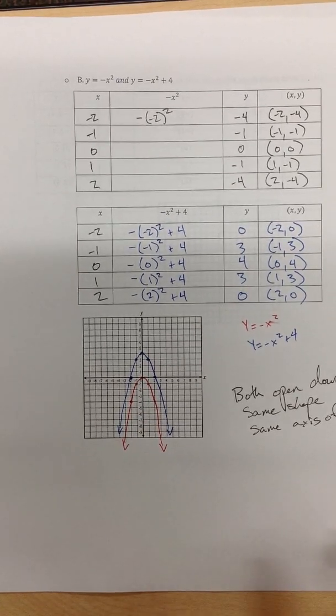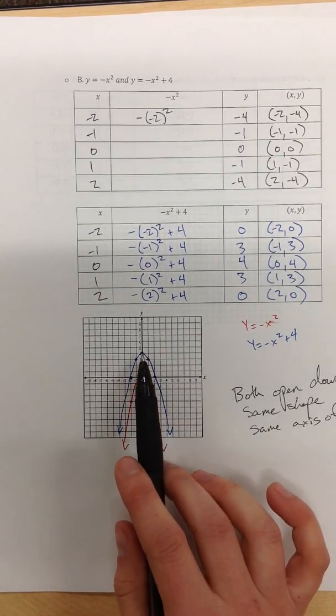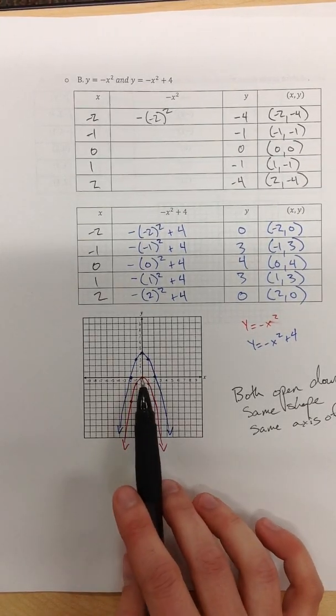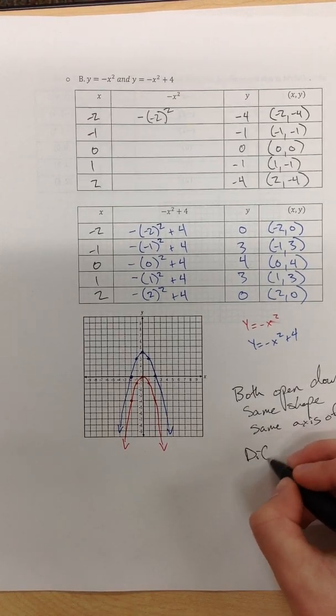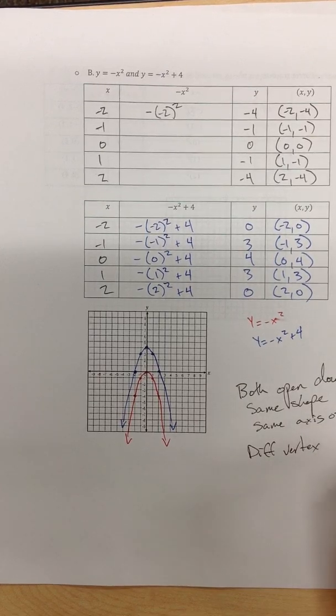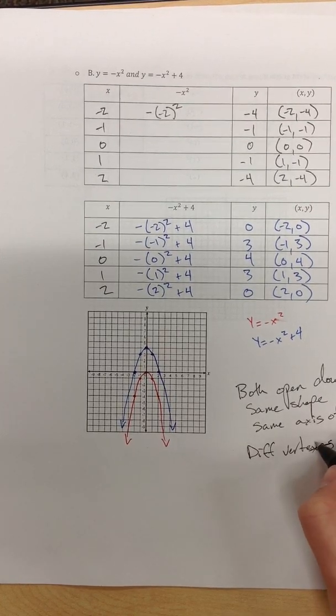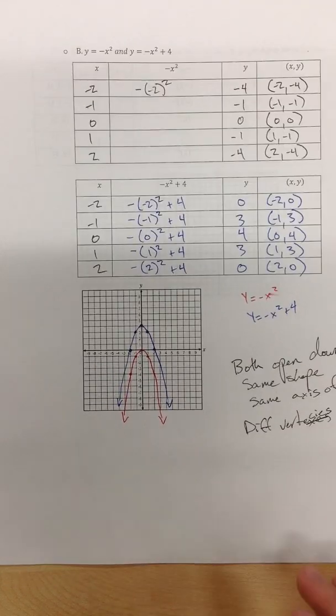Okay, now let's talk about the differences here. So one difference is we've got different vertexes, right? So this one has a maximum point right there. This one has a maximum point right there. So we could say different vertexes. And typically when you talk about the vertexes, it's probably actually vertices. I don't know how to spell it, but vertex is fine. So different vertices or different vertexes.